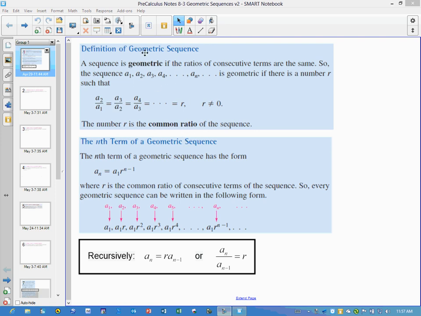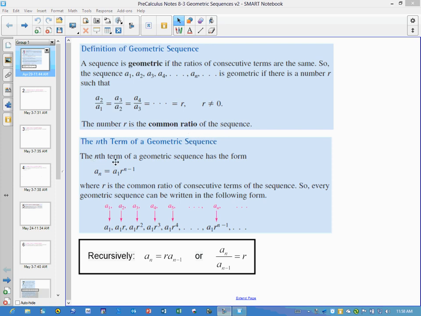Now this sequence differs from the arithmetic sequence that we already learned about, because instead of adding or subtracting a common difference, we're multiplying or dividing by a common ratio. And remember that division is just multiplying by the reciprocal, so we're really always multiplying by the common ratio. A way to get the common ratio is to take any two consecutive numbers in the sequence, for example, a sub 3 and a sub 2, and simply do a sub 3 divided by a sub 2, and that is going to give us our value for r, which is the common ratio.